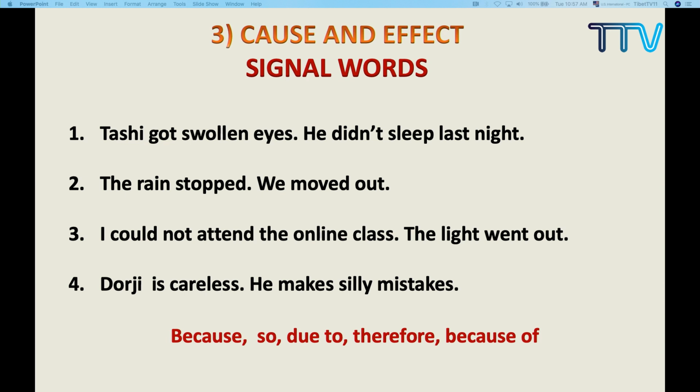Why? What is the cause? Why does he make so many silly mistakes? Because he is careless. So Doji is careless, therefore he makes silly mistakes. So did you get some idea about cause and effect? Even if you look at these simple sentences, we will get some idea what cause and effect is. Now these are the words.